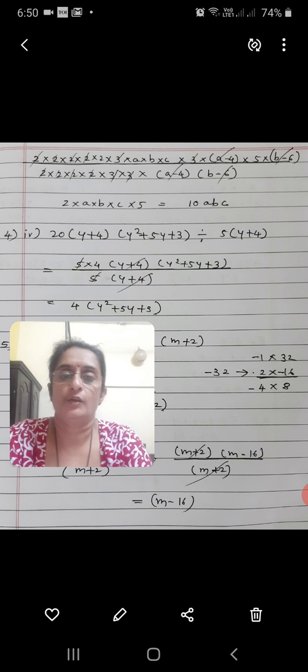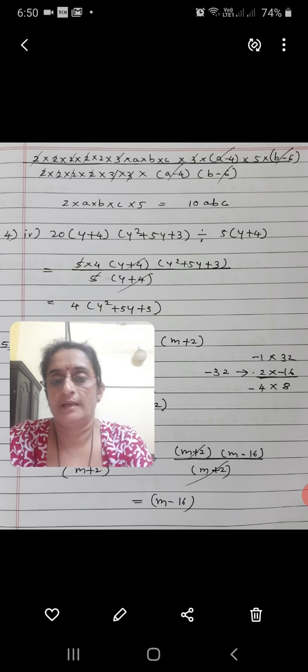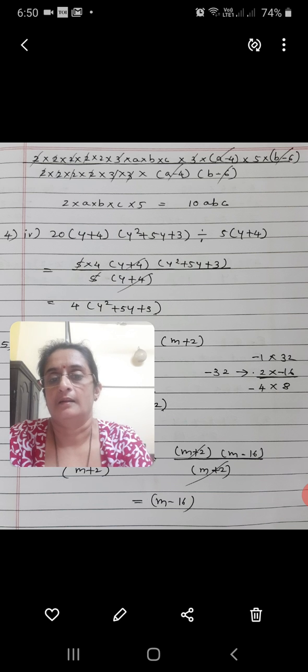20 is 5 into 4. y plus 4 is there in the numerator and denominator, that will get cancelled. 5 also will get cancelled, so whatever remains in the numerator will be our answer, that is 4(y squared plus 5y plus 3).